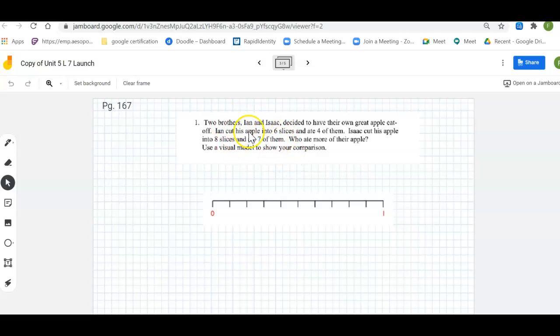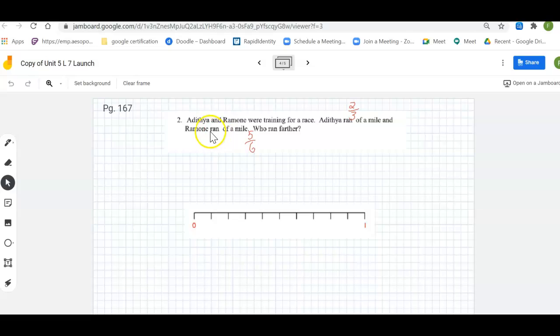So you got two brothers, Ian and Isaac, decided to have their own great apple eat-off. Ian cut his apple into 6 slices and ate 4 of them. Isaac cut his apple into 8 slices and ate 7 of them. Who ate more of their apple? So you're going to use a visual model to show you comparisons. And I've already got a number line here for you to work with.